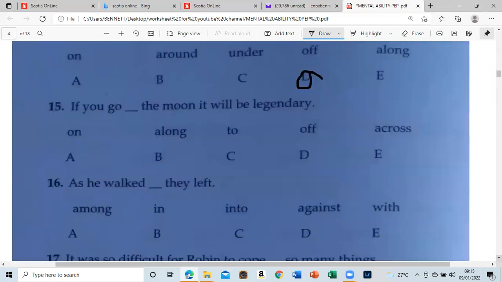All right. I want you guys to see it while we do it. If you go blank the moon, it will be legendary. Is it on, be, along, to, or off, or is it across? Number 15 is if you go on the moon, it will be legendary.